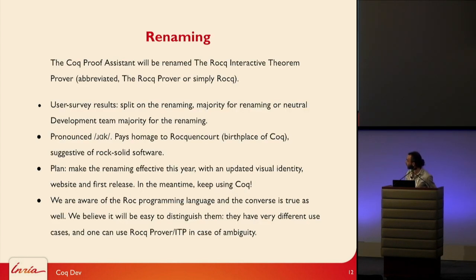So the big elephant in the room: the renaming. You've probably seen on Twitter a few weeks ago, or two weeks ago, that indeed on our roadmap it is written that we will rename the Coq Proof Assistant into the Rocq Interactive Theorem Prover, which you can abbreviate the Rocq Prover, or simply Rocq.